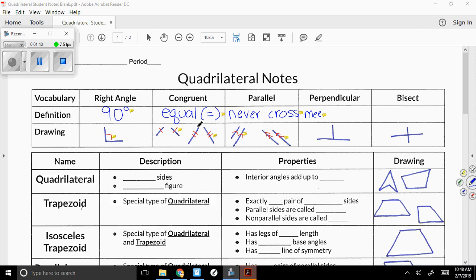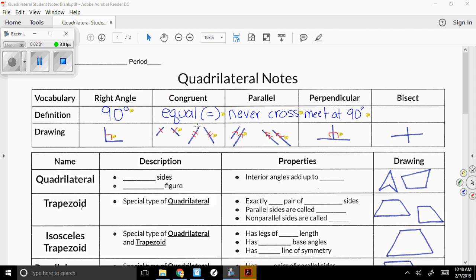Perpendicular means that those two lines meet at 90 degrees. And kind of like our right angle that we talked about first, we're going to use little boxes there. So because I have two little boxes, that means that those two lines are perpendicular. They meet at 90 degrees.